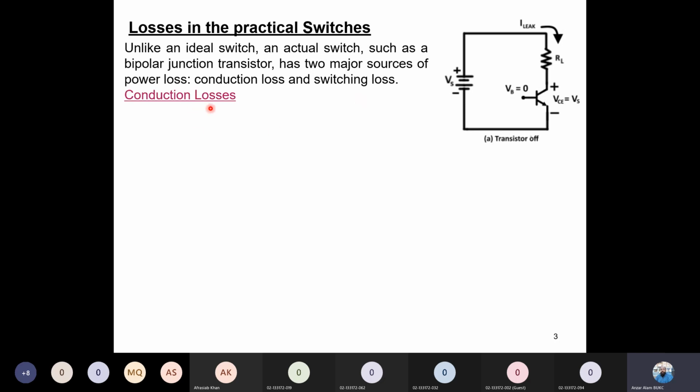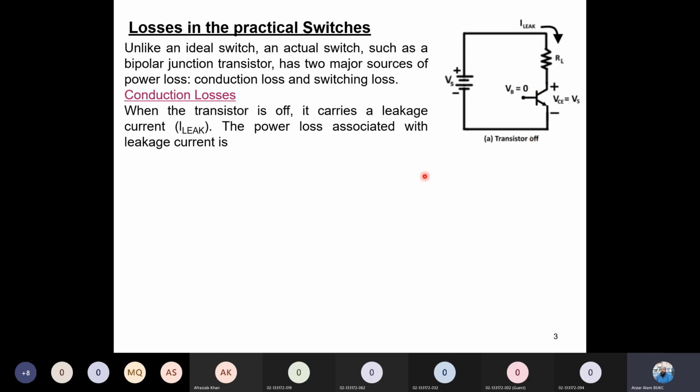First, how will the conduction losses be calculated here? When the transistor is off, it carries a leakage current I leak. It is off, but there is leakage current. The power loss associated with the leakage current, so how much is the power loss due to this leakage current? P is equal to VI. What is the voltage across this transistor? Vs. What is I? I leak.